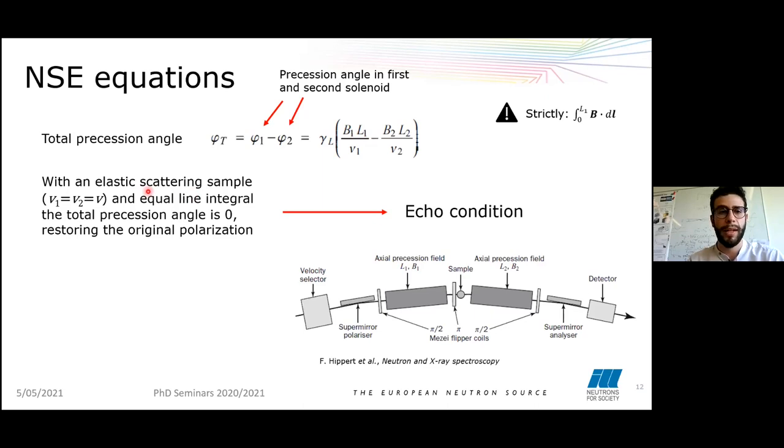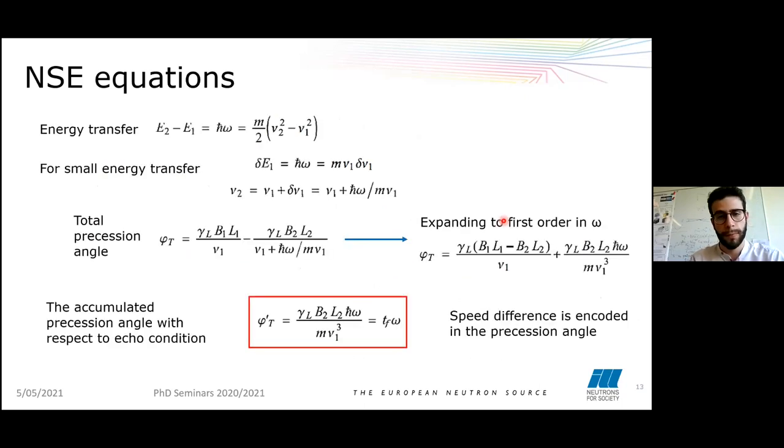If we consider an elastic scattering sample, the velocities in the two branches are equal, and if the line integral is the same in the two solenoids, then the total angle is zero. So we restore the original polarization. This is called the echo condition.